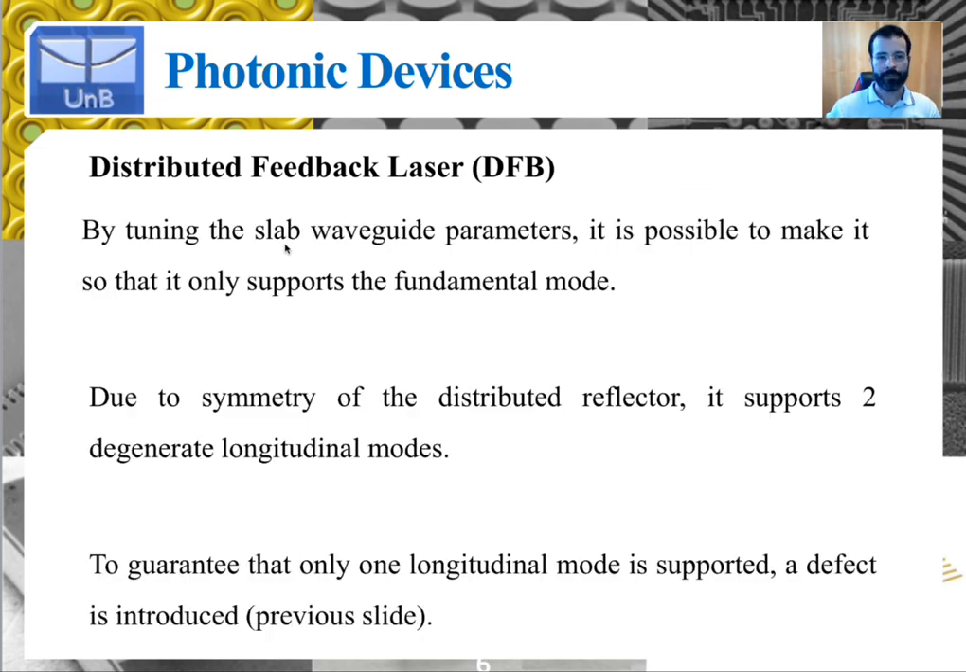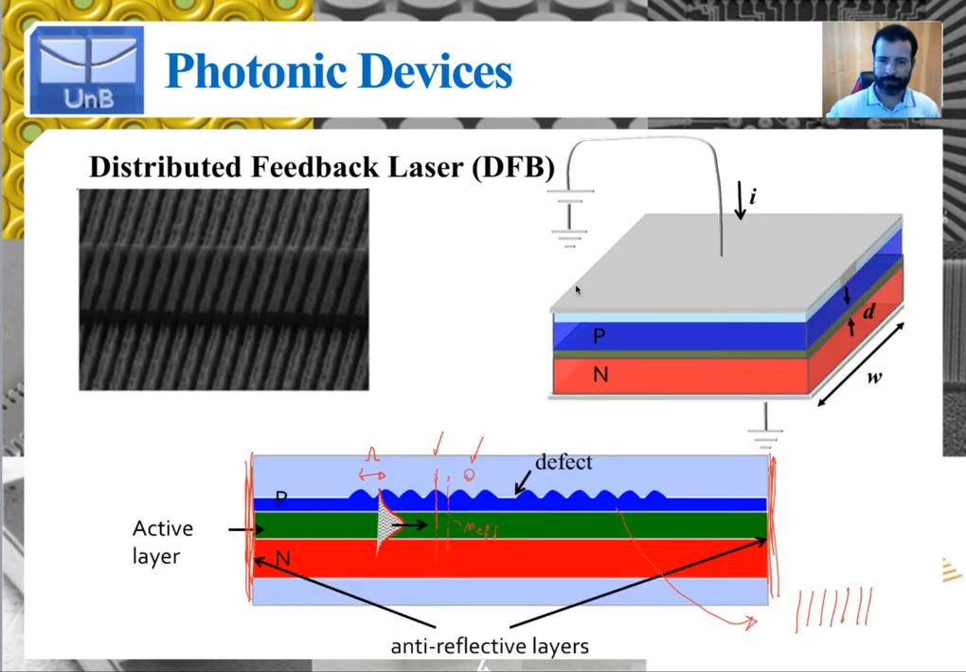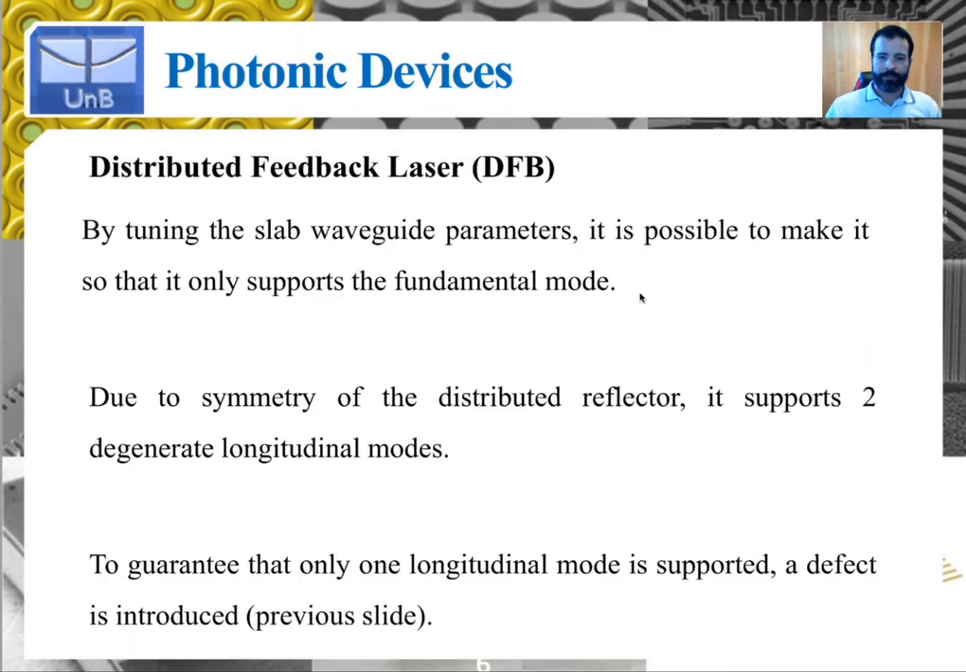Now, by tuning the slab waveguide parameters, it's possible to make it so that it supports only the fundamental transverse mode. Okay, so this is another detail that we have to pay attention to, right? We've been talking about this transverse mode right here, but this waveguide could support higher order modes, such as I'm illustrating here, other than the fundamental. So attention must be paid in order to design the refractive index of this layer and the thickness of it in order to get a single mode waveguide, right? So that's one aspect. That has to do with the refractive index difference and the thickness of the active region, but that's usually easy to design.